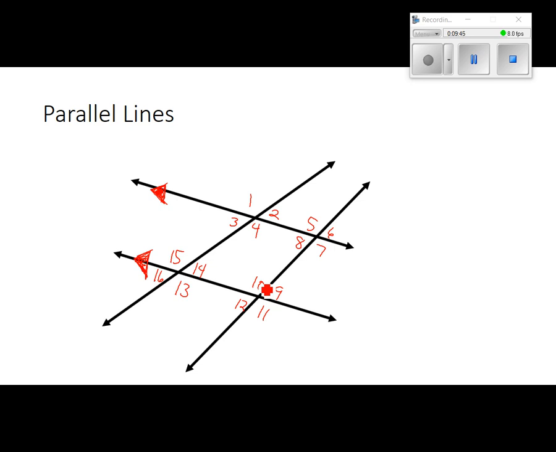This line is called a what again? Transversal. What's this line called? Transversal. Are these two lines parallel to each other? No. So we can't do things with both of them in the picture at the same time. So my suggestion is that you separate off the two parallel lines and separate off one transversal at a time.